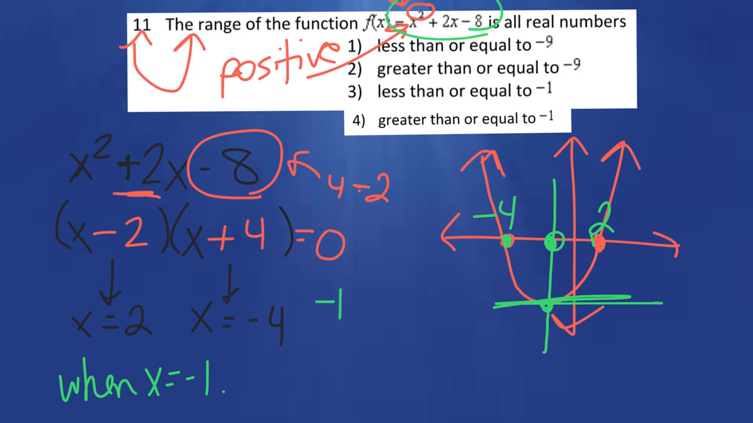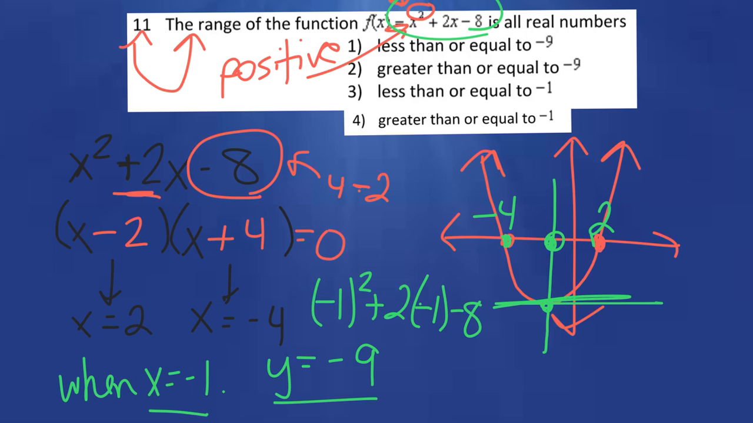So x squared will be negative 1 squared, plus 2 times x, which is negative 1, minus 8. If we calculate that out, we get 1 minus 2, which is negative 1, and then negative 1 minus 8 is negative 9. So that's our y value. When x equals negative 1, y equals negative 9. That's our smallest possible y value, and that means our range says that y has to be greater than or equal to negative 9. That's option number 2 in the list of answers.